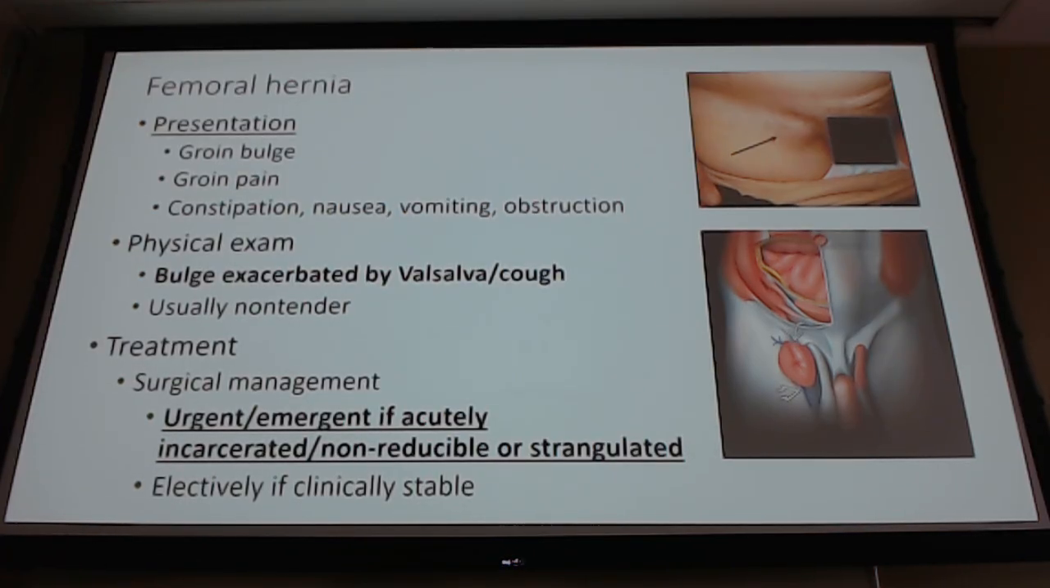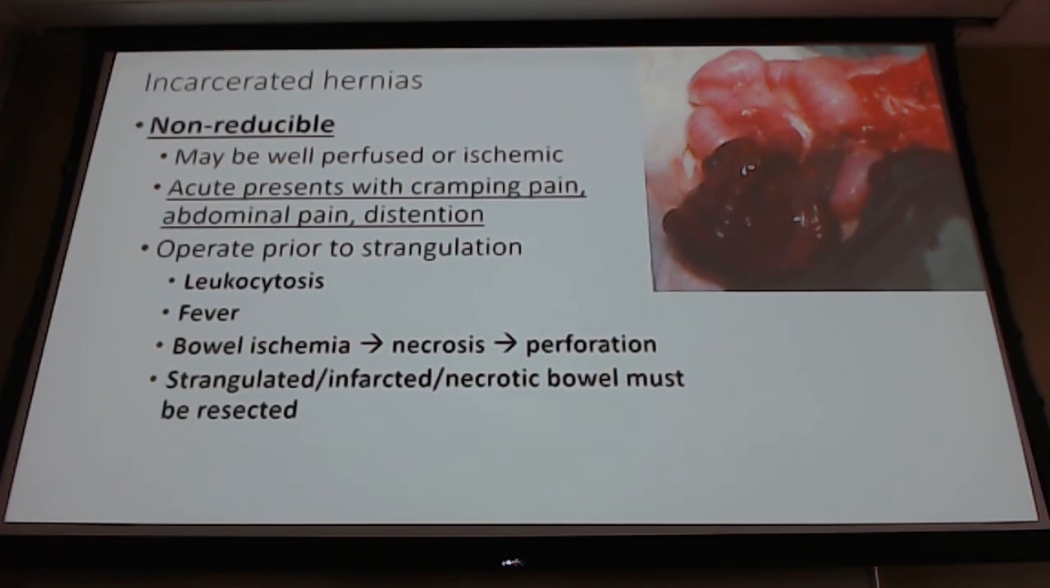If they're asymptomatic and reducible, we'll do it electively. If it's already starting to be incarcerated and we cannot reduce it, they're going to go do an emergent or urgent type of surgery to repair. So, non-reducible: if it's perfused, it's incarcerated. If it's ischemic, it is strangulated.